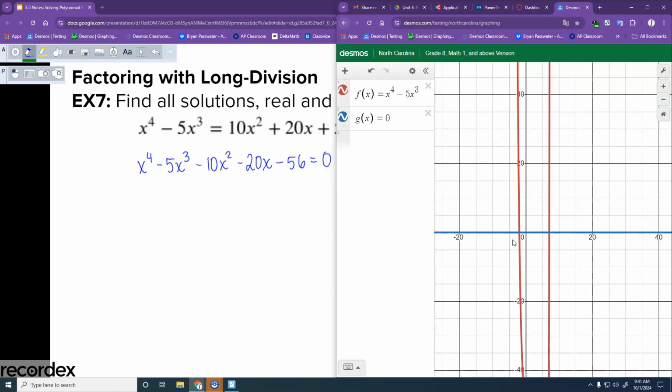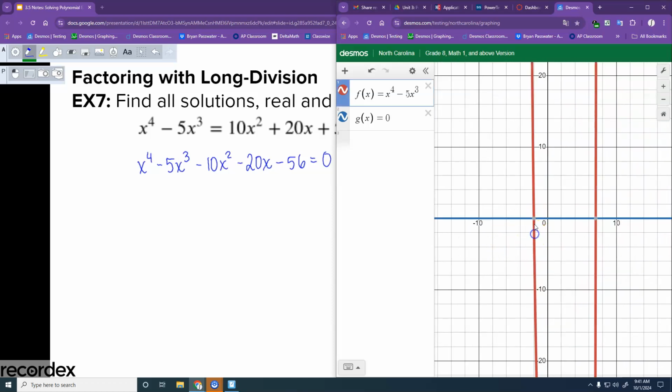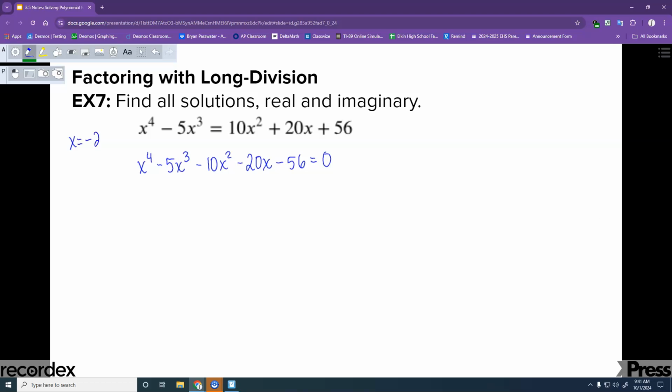All right, and it's looking like we've just got 2. Negative 2, positive 7, right? So negative 2, positive 7. So if x equals negative 2 is our solution, what's the factor that goes with that? X plus 2. And I had x equals positive 7. What's the factor that goes with that? Negative 7.